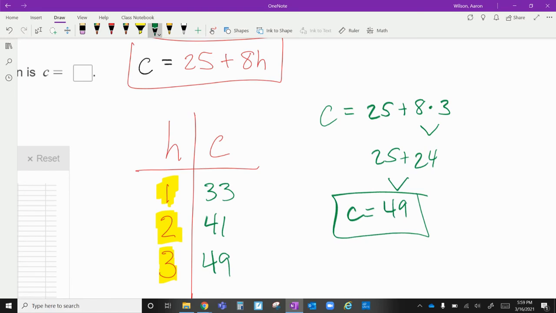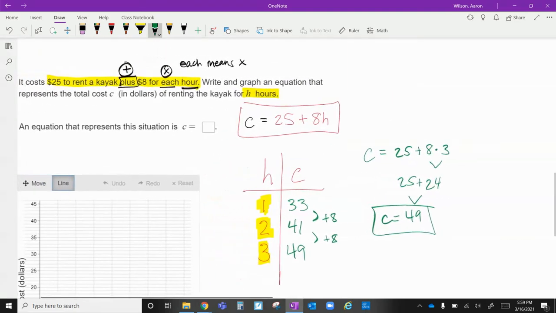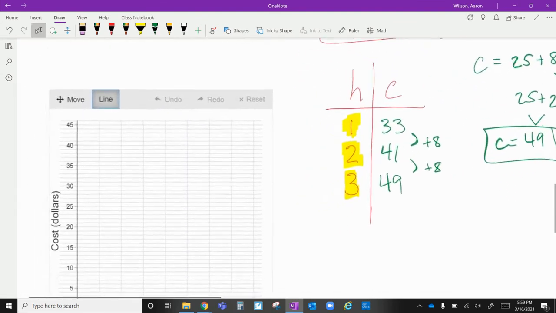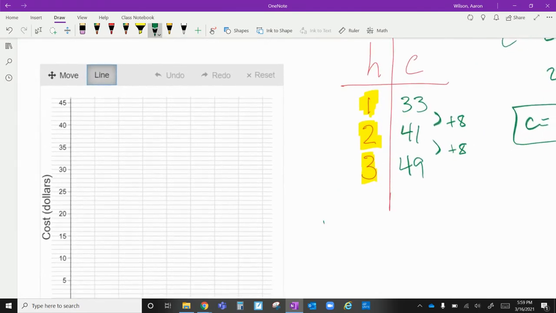And you should notice a pattern. What is it jumping by each time? It's jumping by 8. Why is it jumping by 8? Well, because it's $8 for each hour that you choose to rent the kayak. So now I've got to plot these points. The ordered pairs are going to be 1, 33. It's going to be 2 and 41. And then it's going to be 3 and 49.